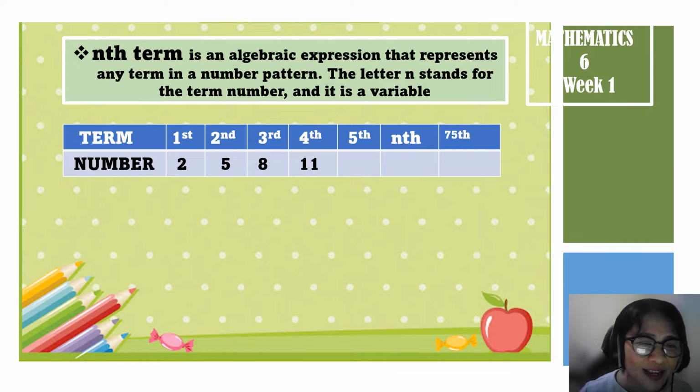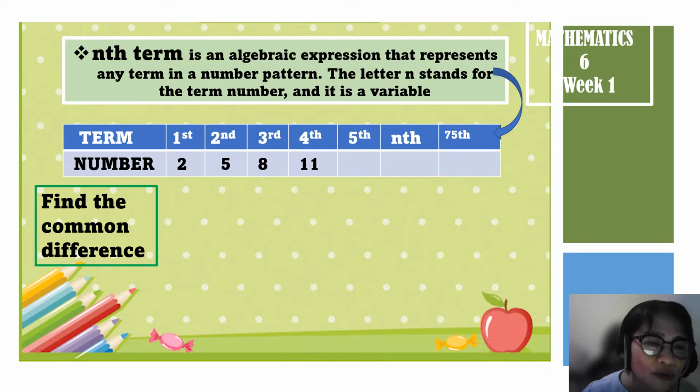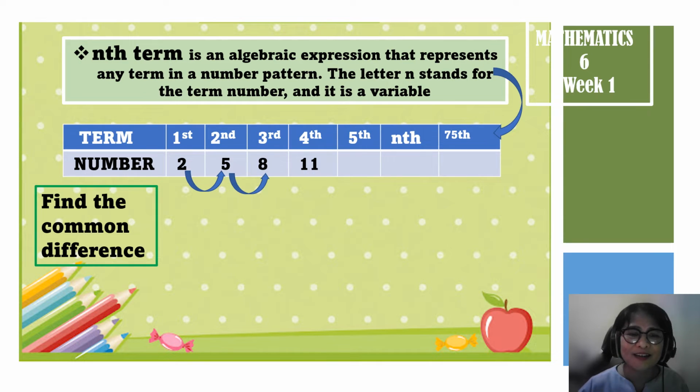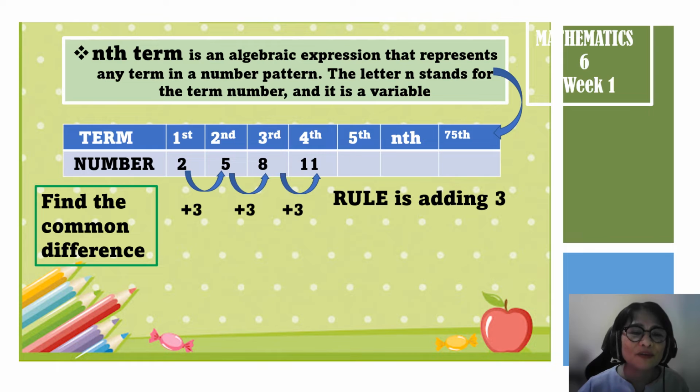Ano ang common difference ng bawat term? So, 2, and then the second term is 5. Ano gagawin natin sa 2 para magkaroon ng 5? Siyempre, magdadagdag tayo ng 3. So, ano naman natin gagawin sa 5 para magiging 8? So, magdadagdag tayo ulit ng 3. Ganon din ang gagawin natin sa 11. Ang atin ngayong common difference ay 3. Kaya ang magiging rule natin ay adding by 3.